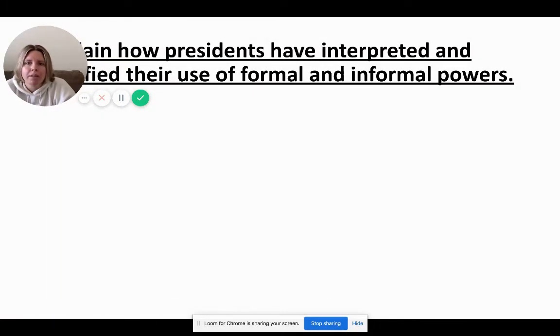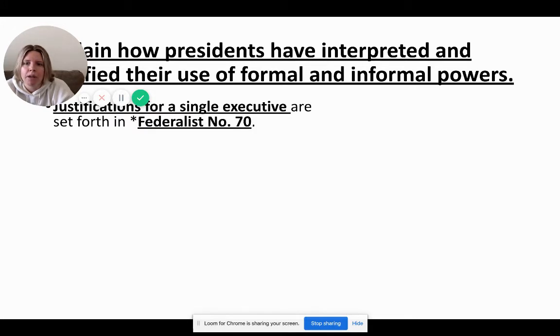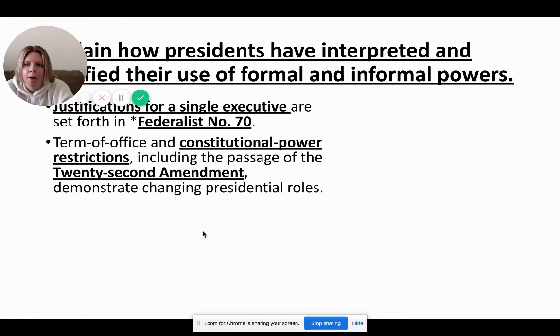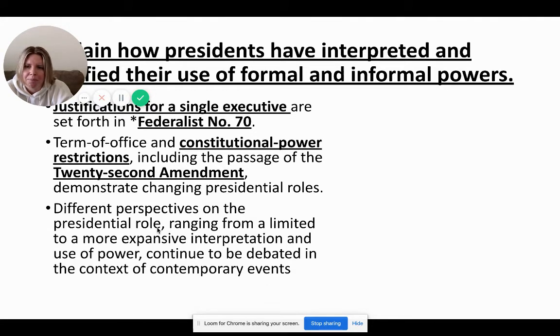Okay, explain how presidents have interpreted and justified their use of formal and informal powers. A lot of that is in Federalist 70, where Hamilton is basically talking about the responsibilities of the president and also why we should only have one executive. We also put constitutional power restrictions on the president. We have the 22nd Amendment, which basically says that presidents can only serve two terms.